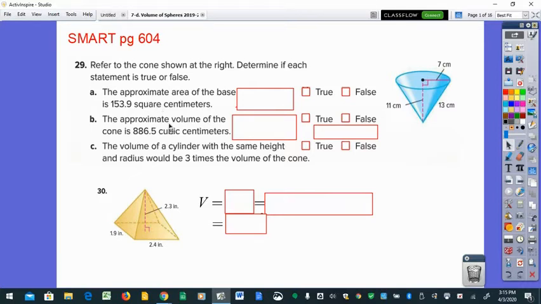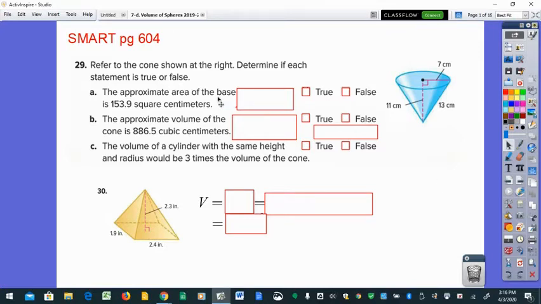Part B, the approximate volume of the cone is 886.5 cubic centimeters. And finally, part C, the volume of a cylinder that would have the same height and the same radius would be 3 times the volume of the cone, true or false. So those are all true and false. And number 13 is a pyramid, and they're asking for the volume of that. So I'm going to ask you to pause the video and see what you think about those, and then when you're ready to go, unpause the video and we'll see how you did.